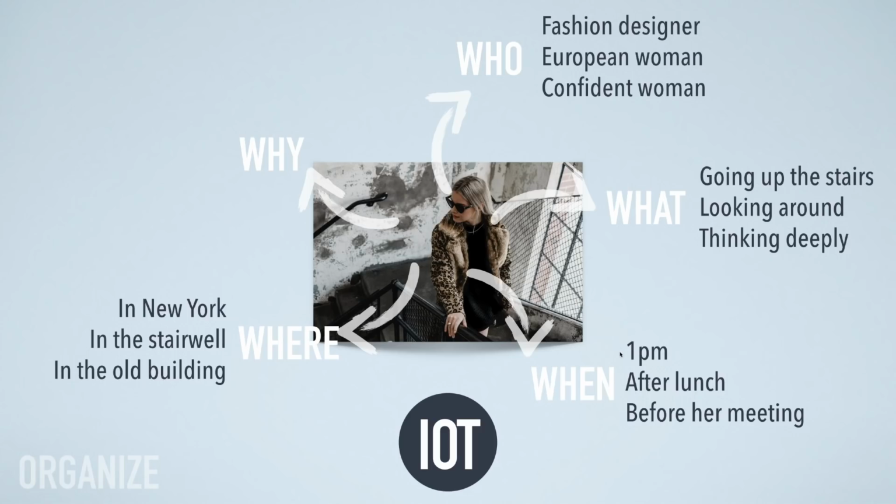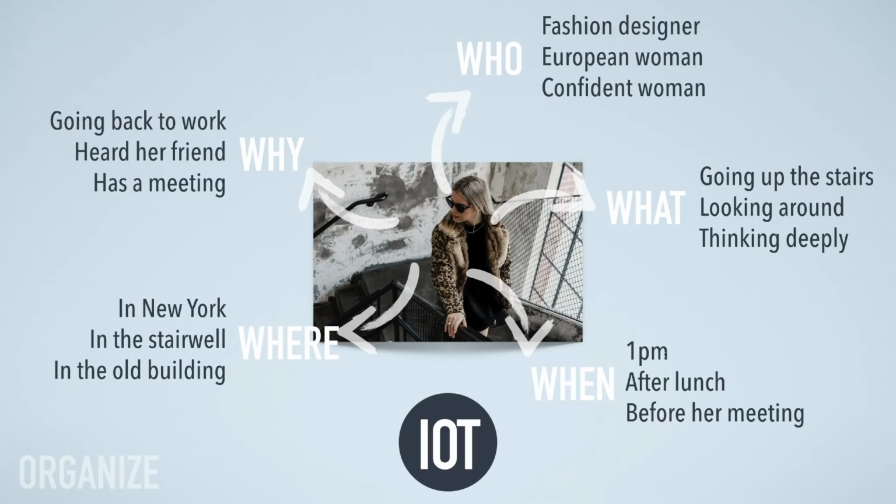In New York, in the stairwell, in the old building. And finally, for why, I said, going back to work, heard her friend, and has a meeting. Okay, so I've given all of this information, 3 details for each of the 5 W's. Remember, that's always very important, to give 3 details. I've organized my idea. I've organized my thoughts about this individual in the picture.